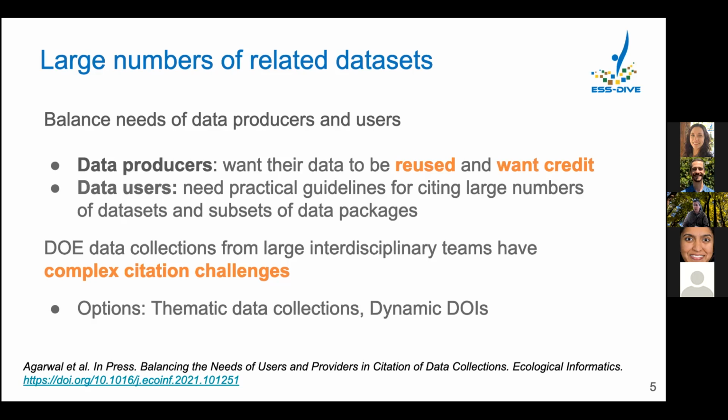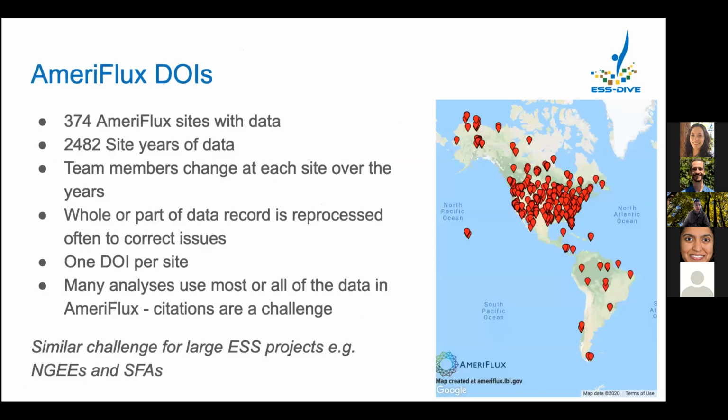because we do have these large interdisciplinary teams, the SFAs, the NGs, the things like Ameriflux, that are all creating large numbers of these data sets that could be brought together to make it easier for the end user to cite them. But we also don't want to lose that credit aspect either.